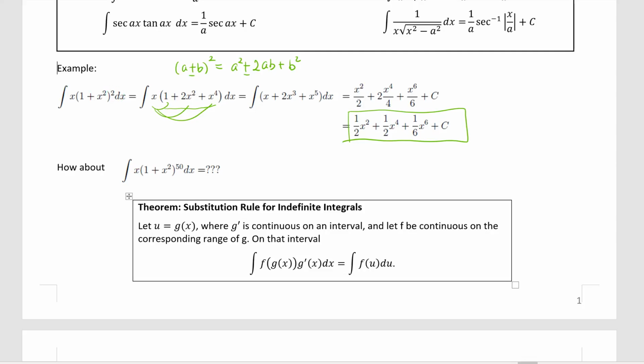But in general, what if we don't have a square? We have a 50. What do we do? Do you really want to multiply out and then use the power rule? No, it takes hours to do that, maybe days. That's why here we can use the substitution rule to solve this integral. Can you see this guy? This guy is a composite function, right? It's 1 plus x squared to the 50. When you see a composite function, think about u-substitution.